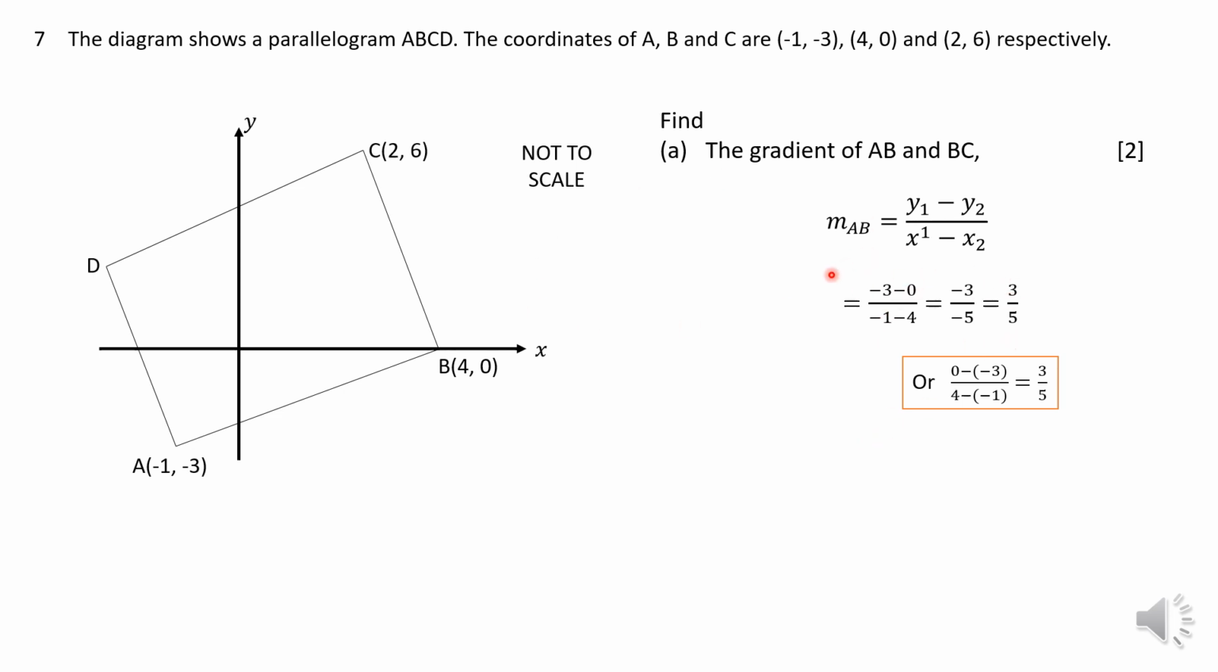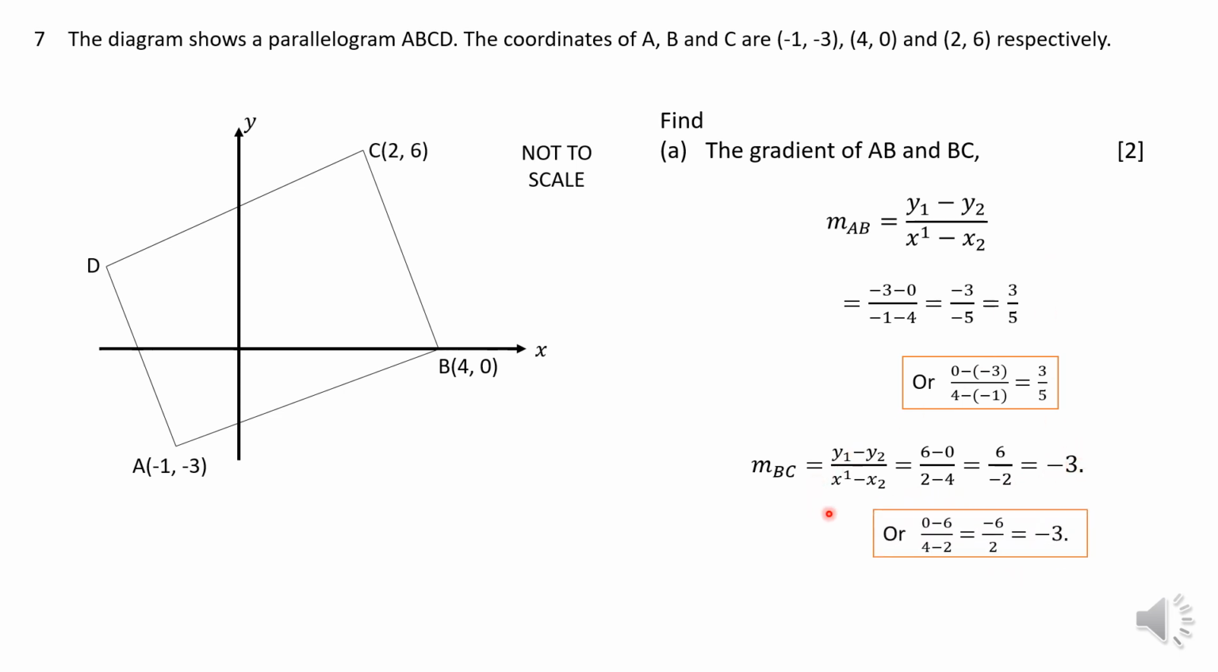So that is the gradient of line AB, and the gradient of the other line should be just as straightforward. You take the same two things: I took 6 minus 0, that gives me 6, and then I take the X value, which is 2 minus 4, that gives me negative 2, and if you divide 6 by negative 2, you get negative 3. Again, somebody could have swapped them around. Someone could have started with 0 minus 6, that's negative 6, and then 4 minus 2, and if you divide negative 6 by 2, you get negative 3.